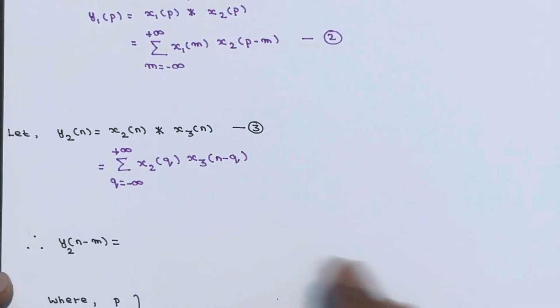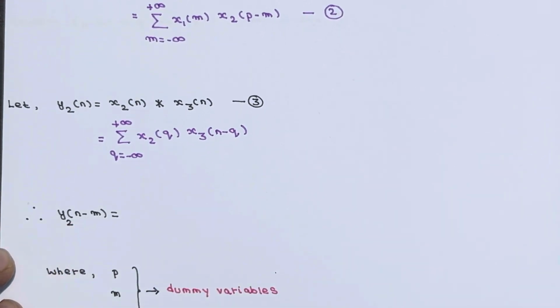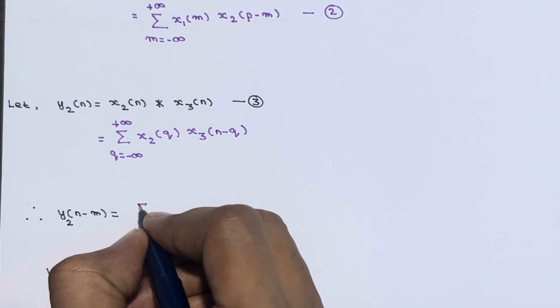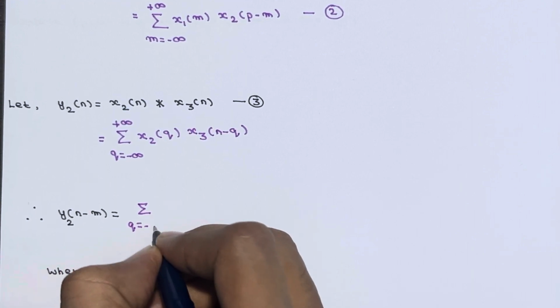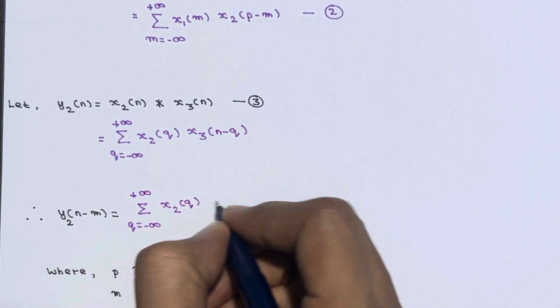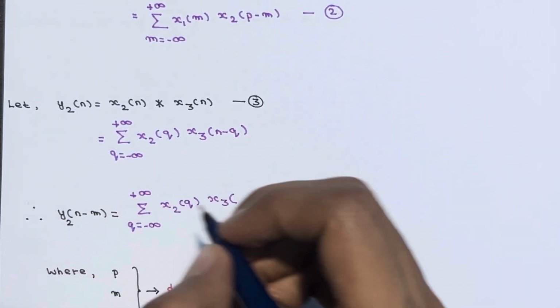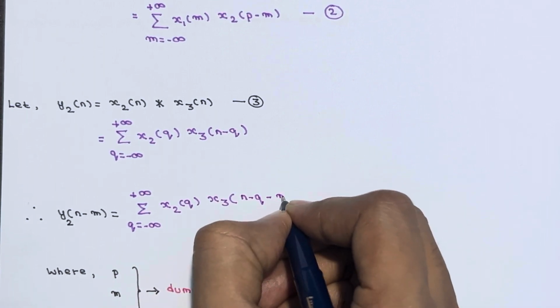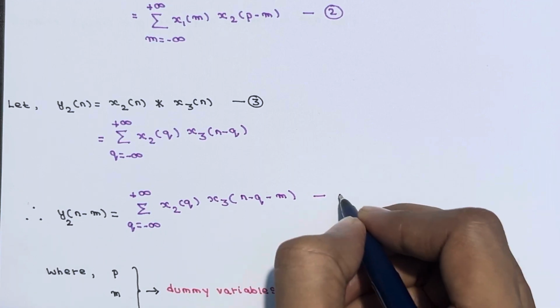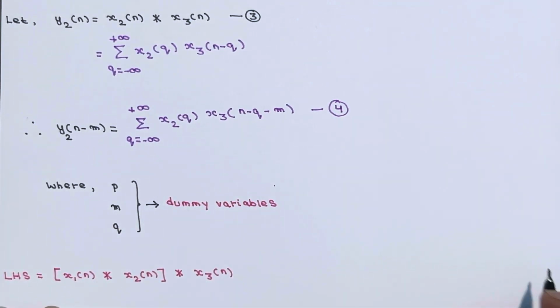Okay, fine. Now we are going to delay this output y2 of n, so we have to calculate y2 of n minus m. This will be equal to the summation of x2 of q into x3 of n minus q minus m, where q goes from minus infinity to plus infinity. Hope it is clear to you. Let's say this is equation number 4. Whatever we have used, like p, m and q, are all dummy variables used for the convolution operation. Hope this much is clear to you.